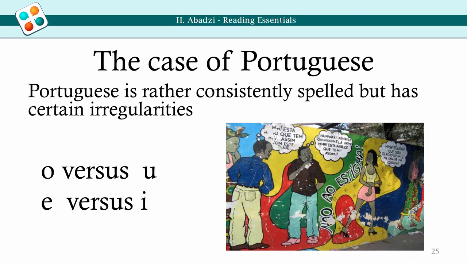Portuguese is used in Brazil, Angola, Mozambique, Sao Tome and Principe, Cape Verde, Timor-Leste. It is rather consistently spelled, but its irregularities confuse beginners. Students must know where to pronounce O versus U, E versus A, De versus Ja, Sa versus Sha. Listen to a fifth grader reading in Mozambique.